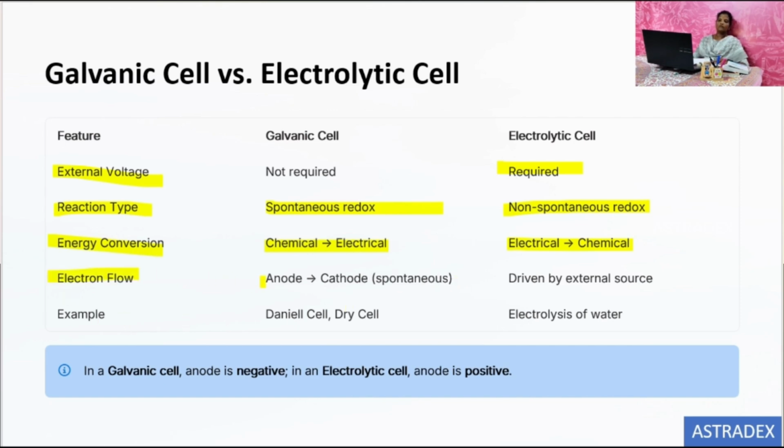What about the electron flow? Anode to cathode is spontaneous. But when driven by an external source, the opposite happens. Examples are the Daniell cell and dry cell, and for electrolytic cells, the electrolysis of water. Not only electrolysis of water, we have so many examples we are going to discuss in upcoming classes. And this is a small note: in a galvanic cell, the anode is negative and the cathode is positive. But in an electrolytic cell, the anode is positive and the cathode is negative.